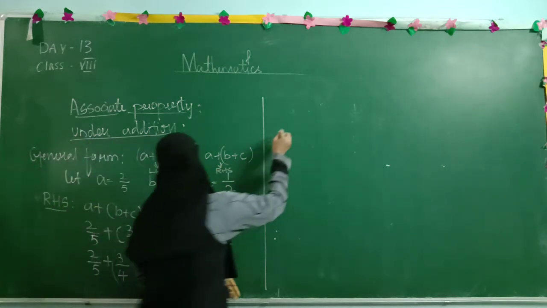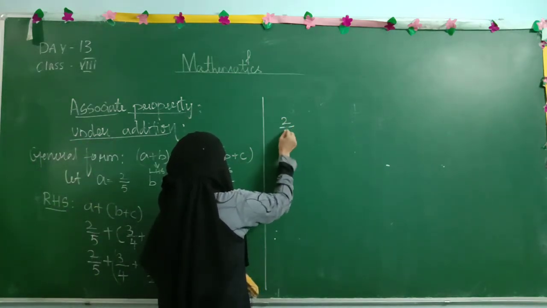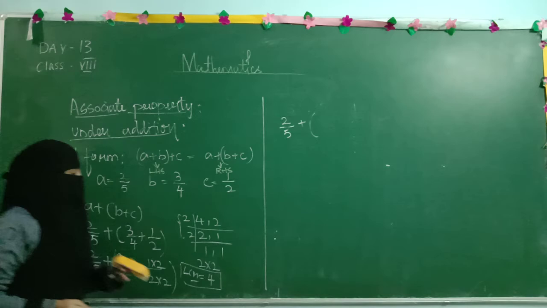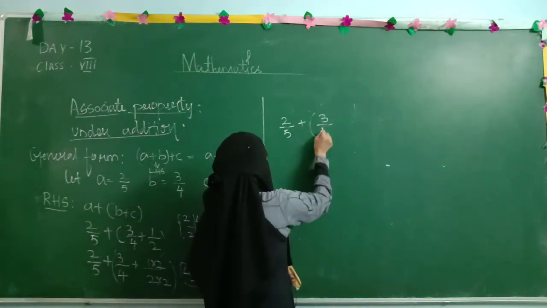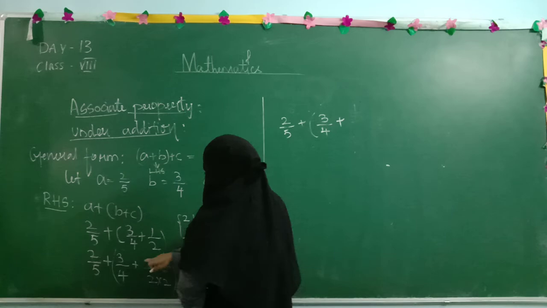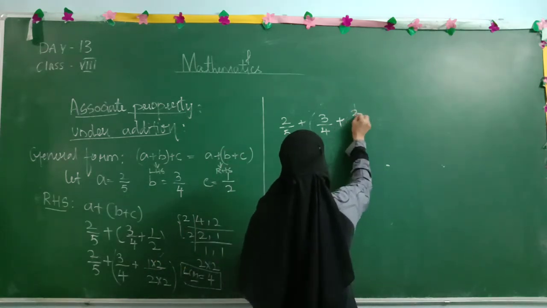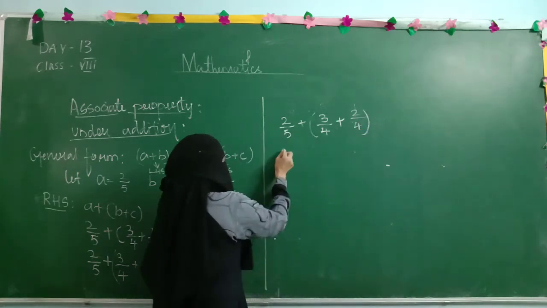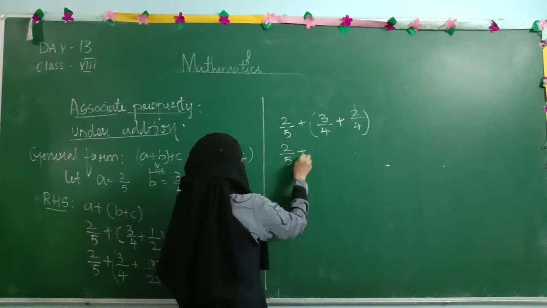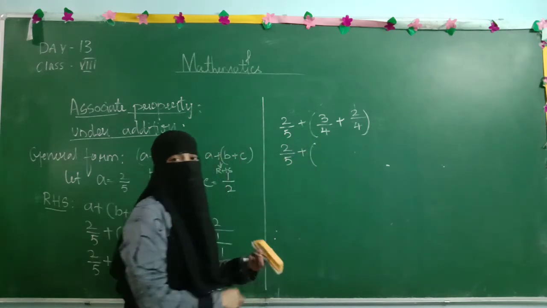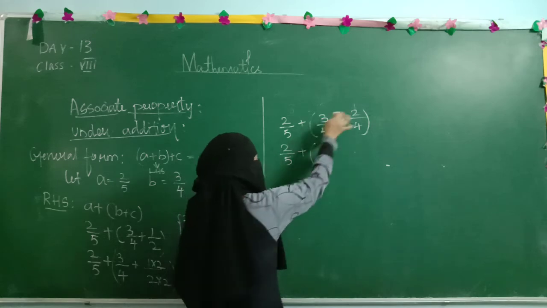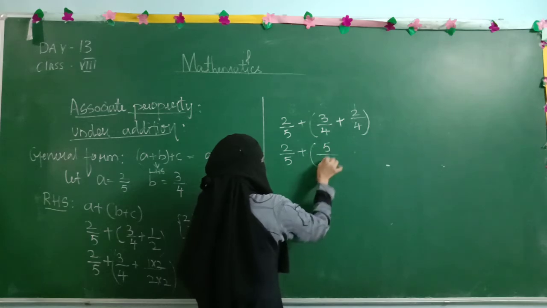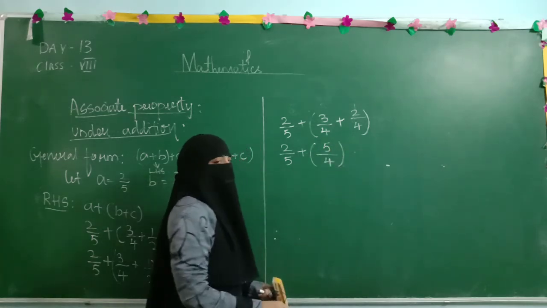Now, the first term 2 over 5 plus, in the bracket, 3 over 4 plus 1 into 2 over 2 into 2, you will get 4. What are you observing here? Whatever terms are present in the bracket, the denominators are the same, so you need to add the numerators directly. 3 plus 2, you will get 5 by 4.